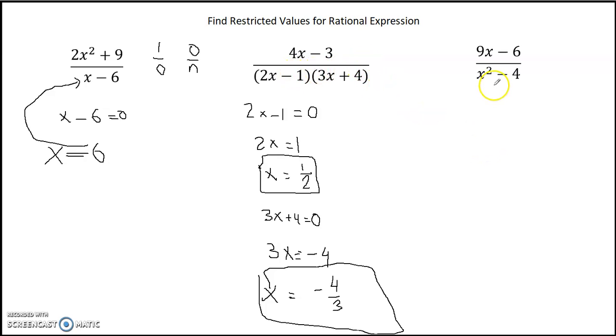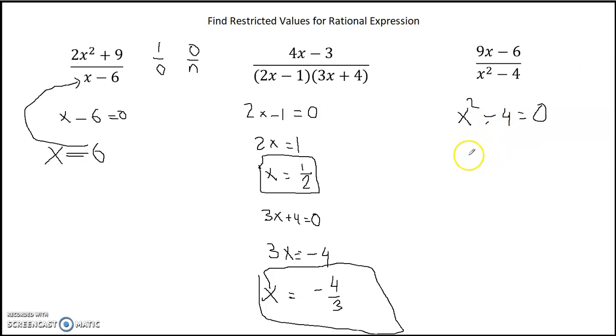All right, now for our last example, we have x squared minus 4. If you notice, we don't really do much with the numerators here, because that's not the concern. The concern is the denominators, and we just don't want them to be 0. All right, for the last one, we have x squared minus 4. We'll set that equal to 0 again.